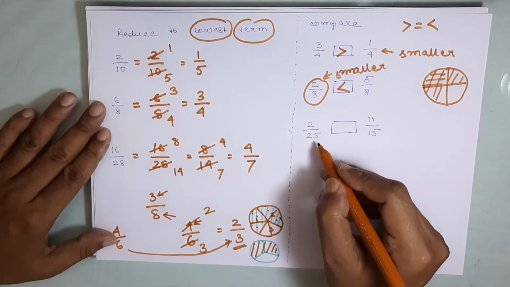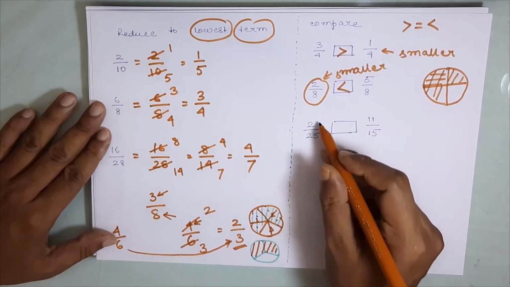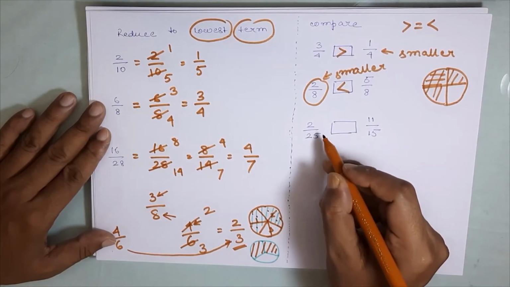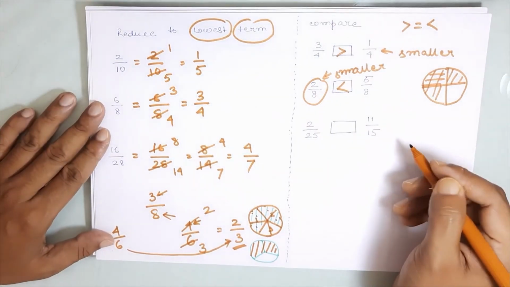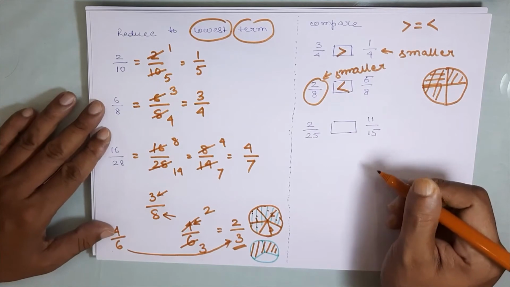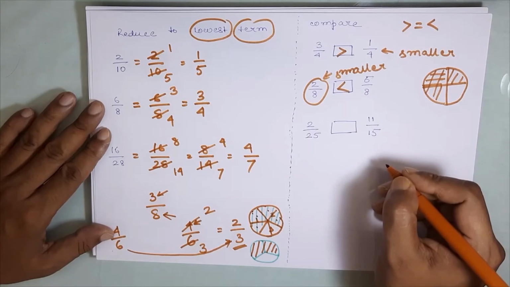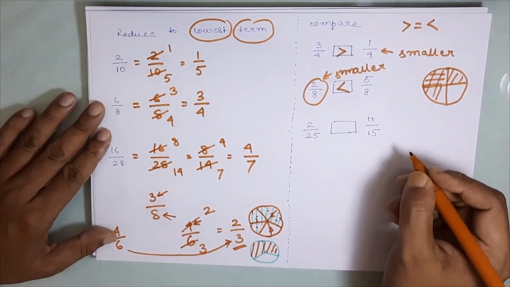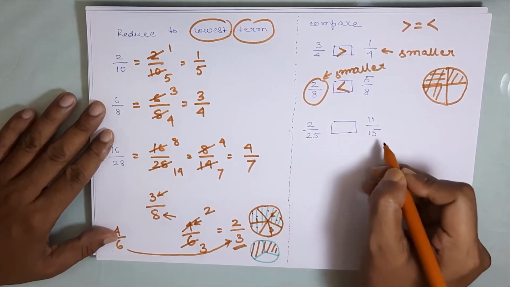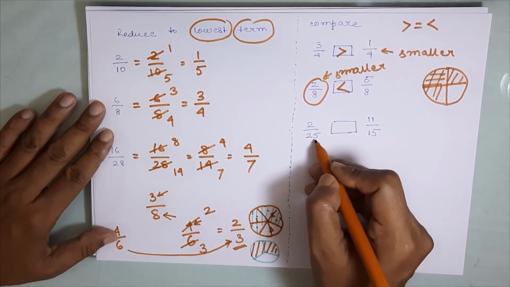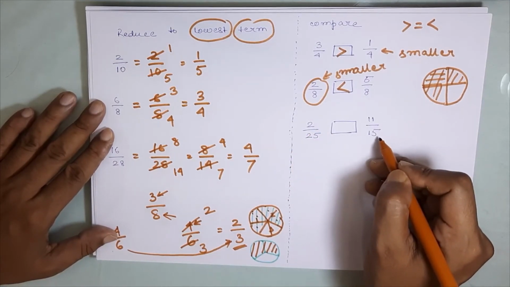Now, how do we solve the problem where it is mentioned as different fractions? It is unlike fractions. Here it is a proper fraction, but it is unlike fractions. Here it is given as 2 by 25 and 11 by 15. Now how do we know which one is bigger, which one is smaller? The way of doing it is finding out the LCM of both the denominators. So here 25 and 15. 25 is the denominator of the first fraction and 15 is the denominator of the second fraction.